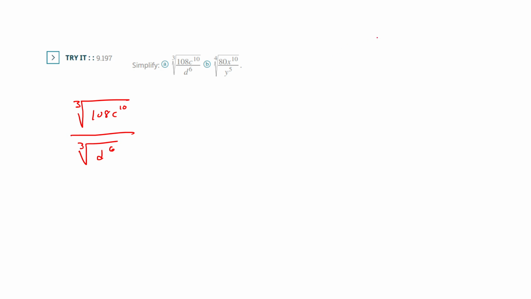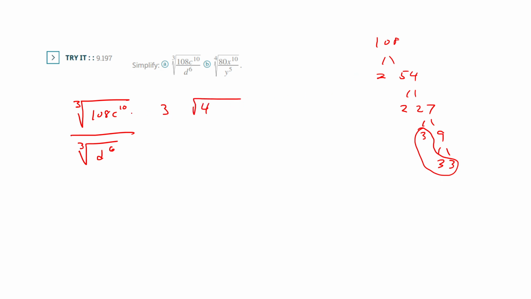So if I did 108, I don't know where the cube root of this is going, so I'm just going to start working on it. Okay, so I'm not going to write it under the house, but we're in the world of 3. So I can bring out a 3, and inside that's going to leave 2 times 2 or 4. If I've got 10 C's under there, I can bring out 3 of them, and 1's left behind. Now, d to the 6th here, I've got 6 D's under there. Pairing them up, I can bring out 2 of them.